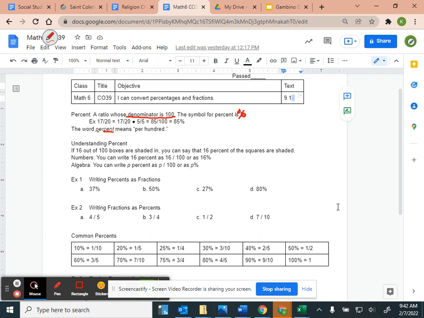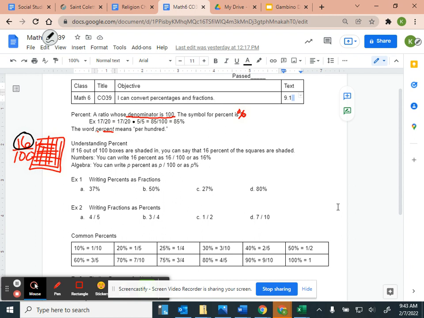Big thing to remember that it has to be out of 100 for percent. Understanding percent. If 16 out of 100 boxes are shaded in, so if we had a 100 board and we had 16 of the boxes filled in out of 100, you would say it was 16 out of 100. So 16 hundredths. How did we get 16% out of 16 hundredths? When it says 16 per 100, that means 16%.